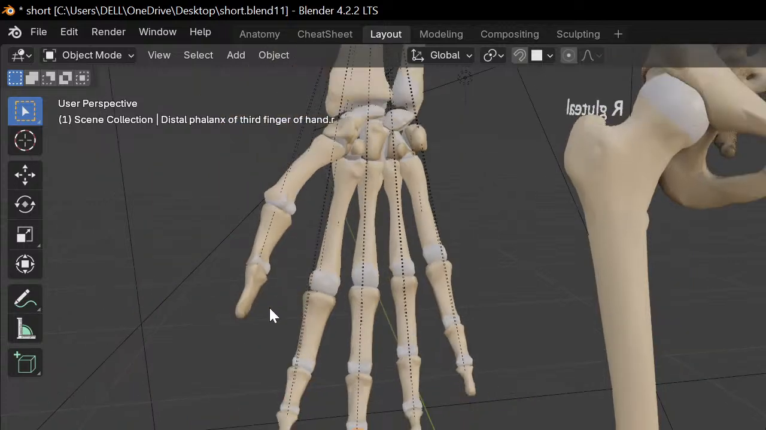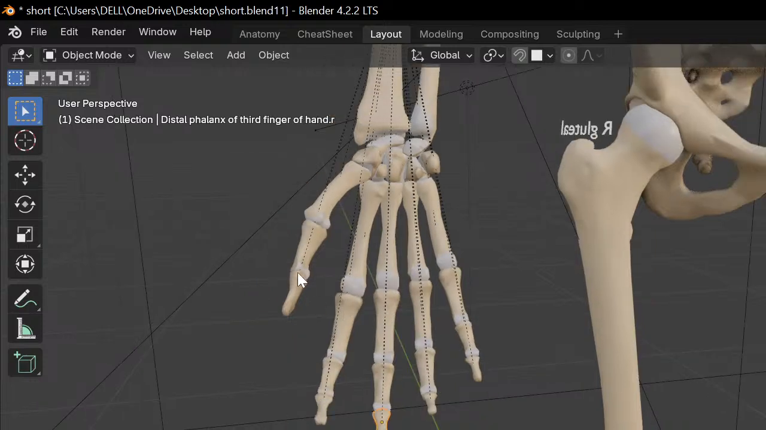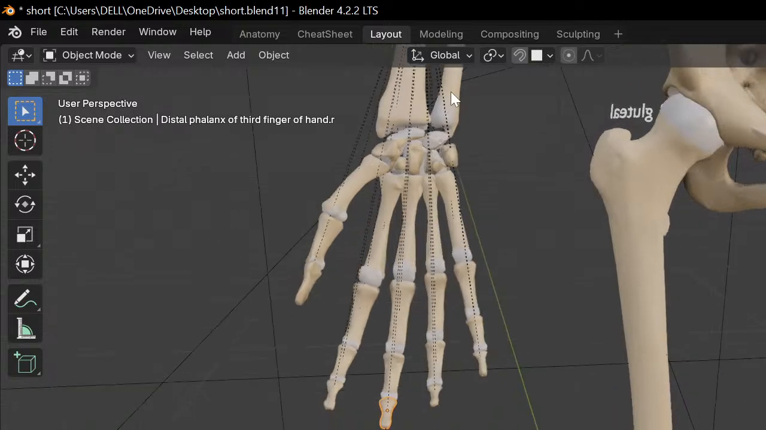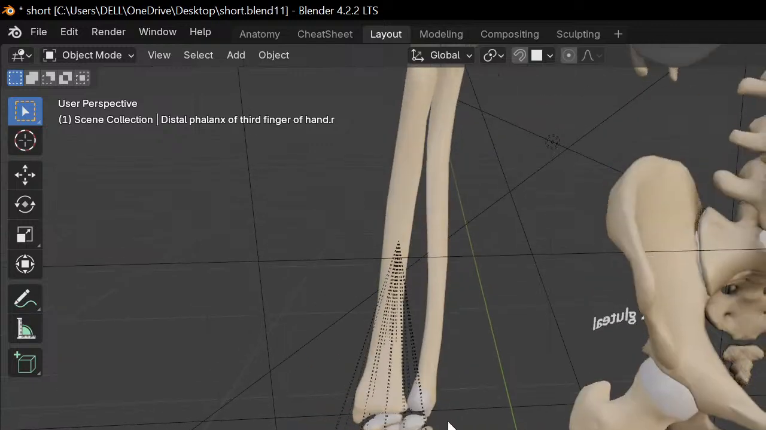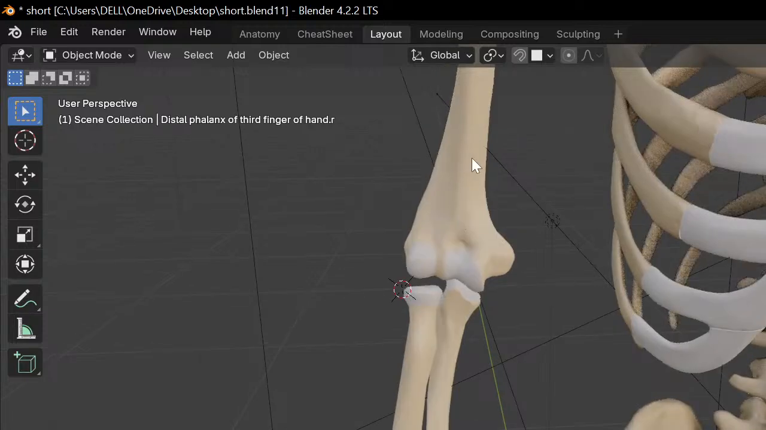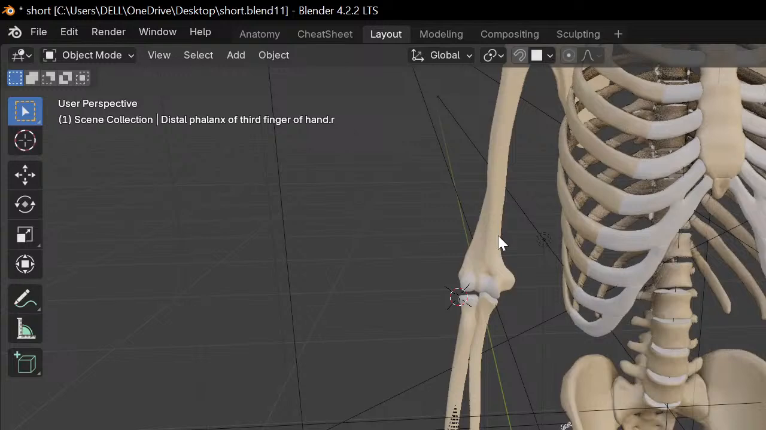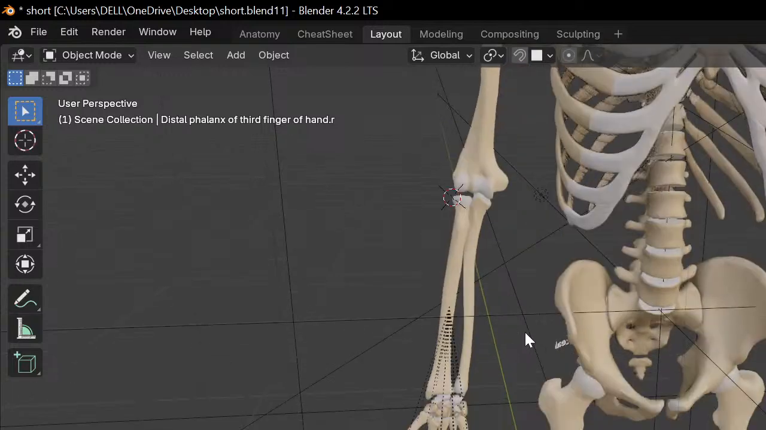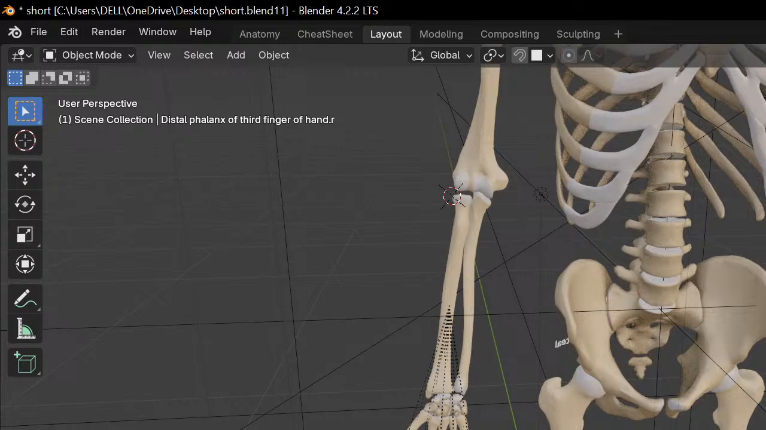So generally, we have 14 phalanges, the 5 metacarpals, the 8 carpals. So that will be 14 plus 5, which is 19. 19 plus 8 will give us 27. 27 plus the 2 bones in the forearm. Let's count again. So we have the 14 phalanges of the fingers. So we have 3 for the second, third, fourth, and fifth.